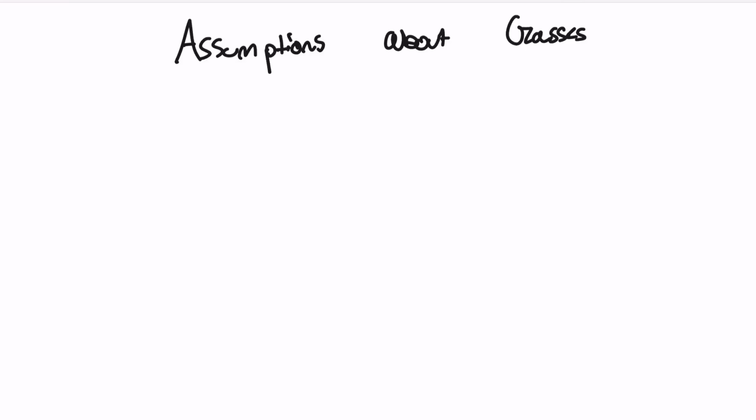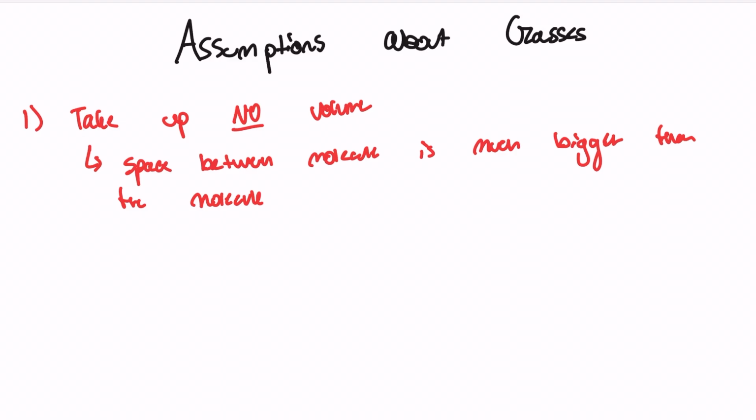For the last part of this video, let's go over the assumptions we make about gases in order to use the ideal gas law and the deviations that can take place. The first assumption that we make about gases is that they take up no volume. We can do this because the size of a gas molecule is much smaller than the amount of space between gas molecules. The second thing we assume is that gases experience no intermolecular forces with one another.